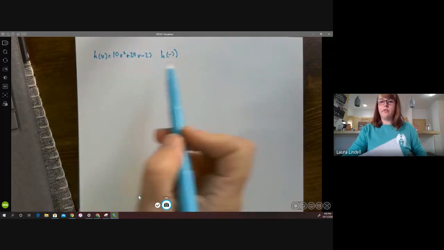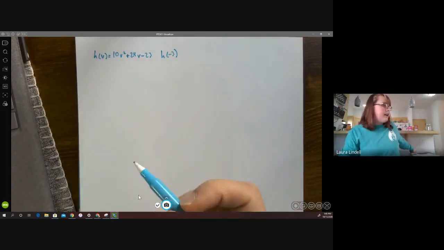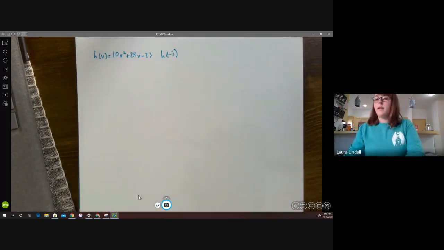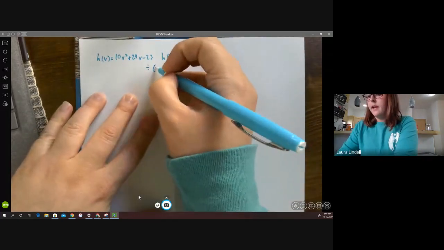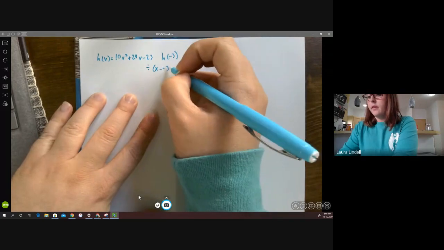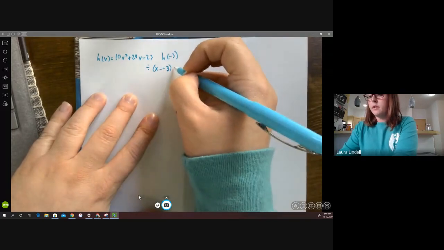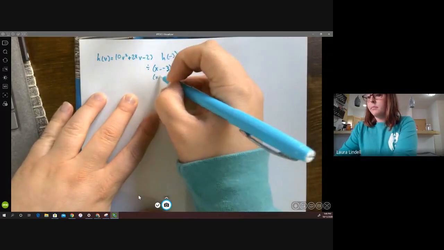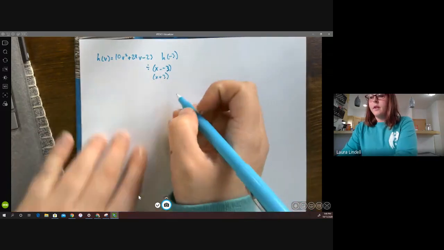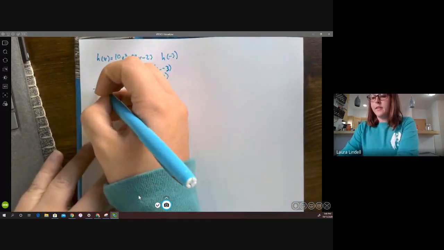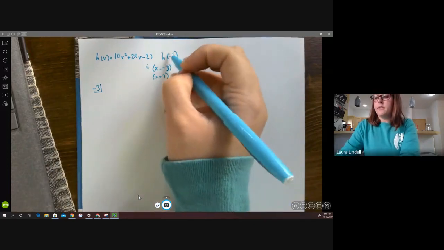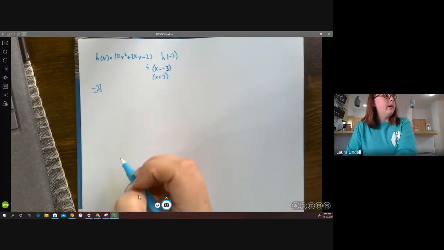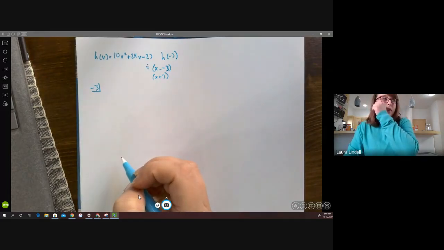But in this case, when they say find h of -3, that means we're dividing by x minus -3, which is also known as x plus 3. So -3 is actually the number that we end up putting in the box. So when they ask you for h of -3, put -3 in the box. It's just all about how it's phrased differently.